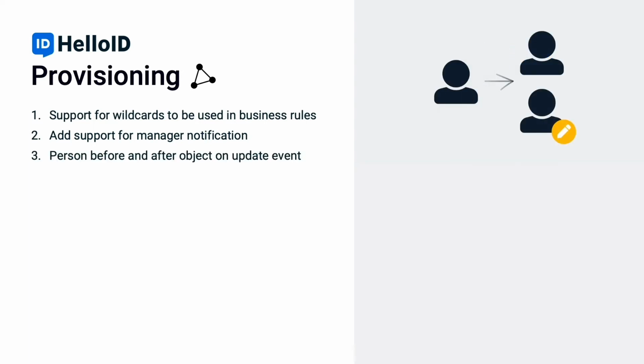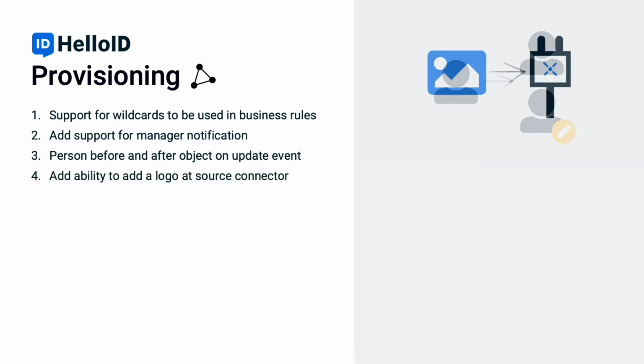Person before and after object on update event. We have added an update object to be available in the PowerShell target connectors. This way, we can identify the differences of persons' objects during an update event. When a person is changed, we start an update event in case this person has an account related to this system. In this event, we will retrieve a person object in PowerShell, where you can see the differences of the person compared to the previous version of the person object. This new feature makes it possible to only update the attributes which have changed instead of updating all the attributes on an account.